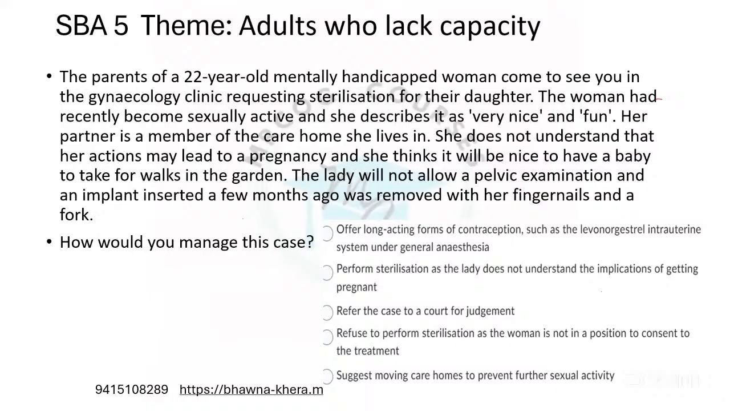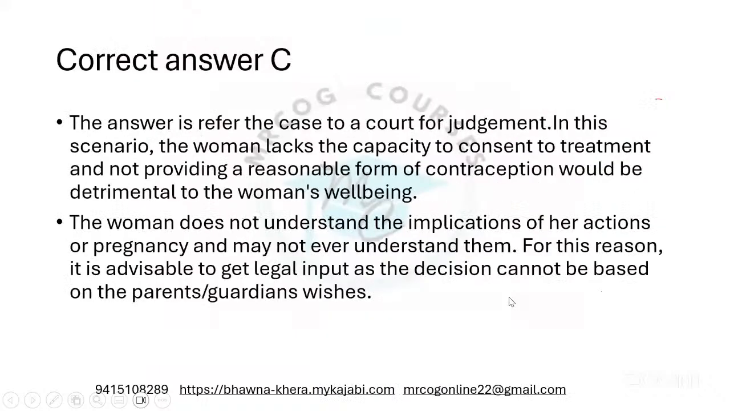Whenever you use sterilization as a contraceptive method without consent, you don't have the right to do so. If it was for Mirena, then definitely you can proceed, but that is already ruled out because she is not allowing the pelvic examination. So, refer to the court for the judgment. The answer is refer the case to the court for judgment. In this scenario, the woman lacks the capacity to consent to treatment, and not providing a reasonable form of contraception would be detrimental to the woman's well-being. She does not understand the implications of her actions or pregnancy and may not ever understand them.